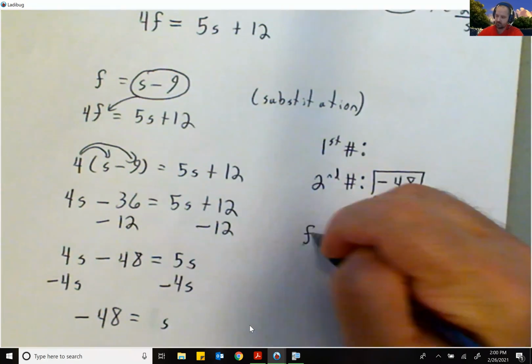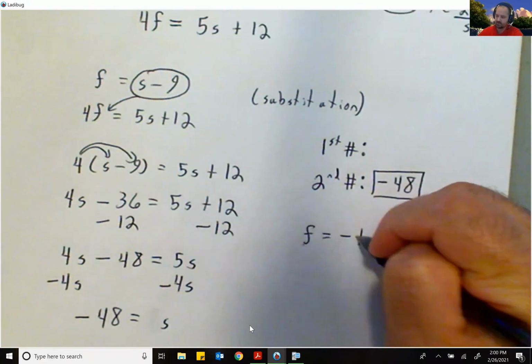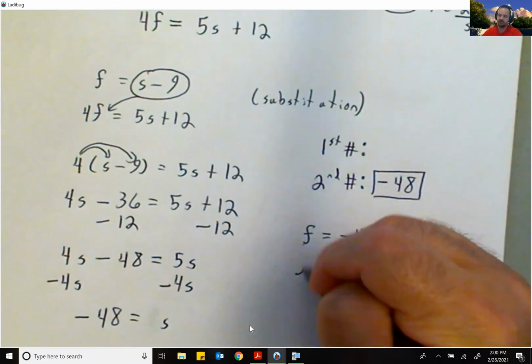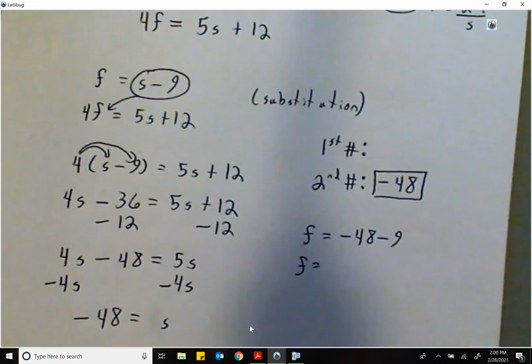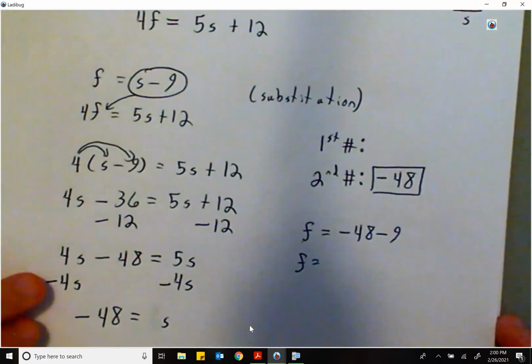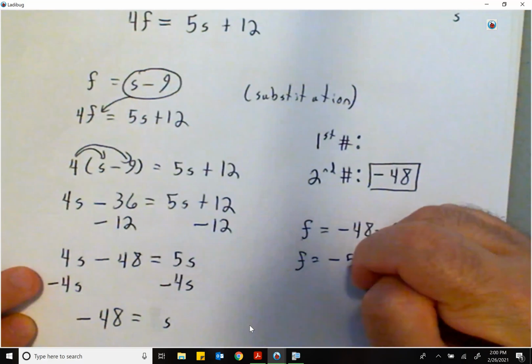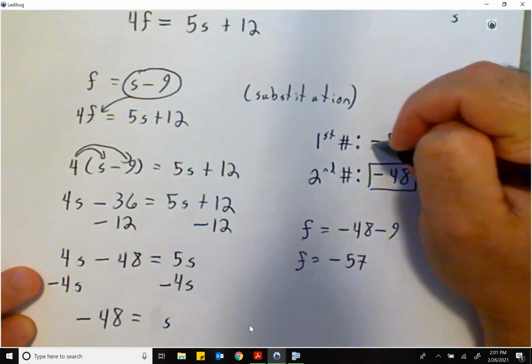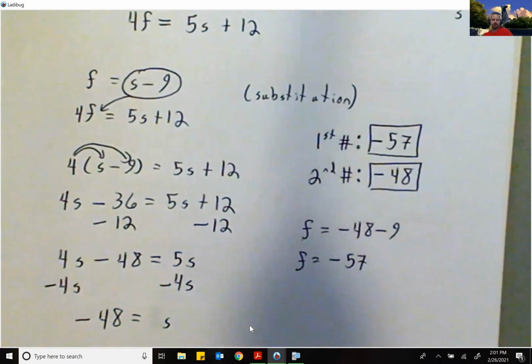F equals negative 48 minus 9. So what is F? Negative 57. And there we go, there are the two numbers.